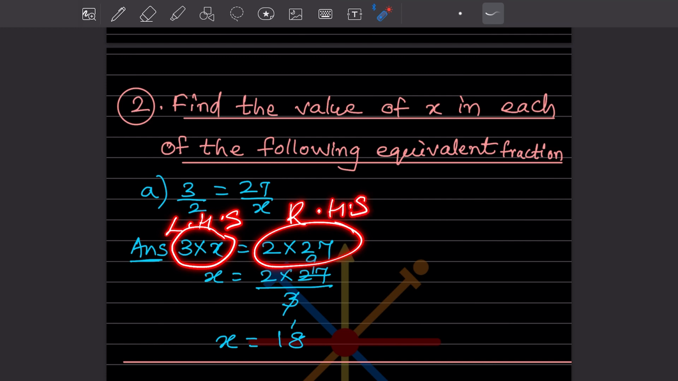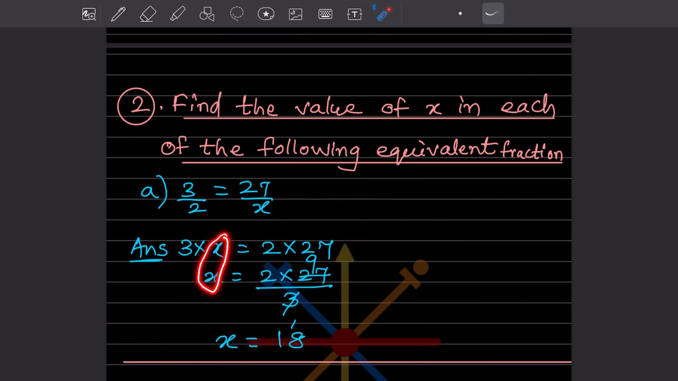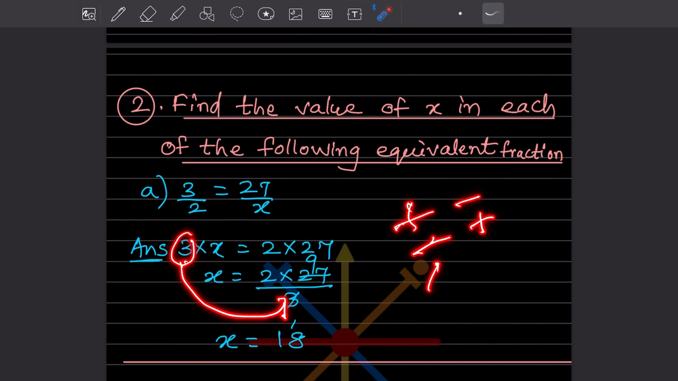So now what will you do? On the left hand side, x will keep as it is. And this 2 multiplied by 27, this is the right hand side, will keep as it is. But this 3, if it goes to the right hand side, this is on the left hand side. So this is in the numerator, this will go in the denominator. When you're changing the sign, plus becomes minus, minus becomes plus, multiplication becomes division, and division becomes multiplication when you're changing the side, LHS and RHS.